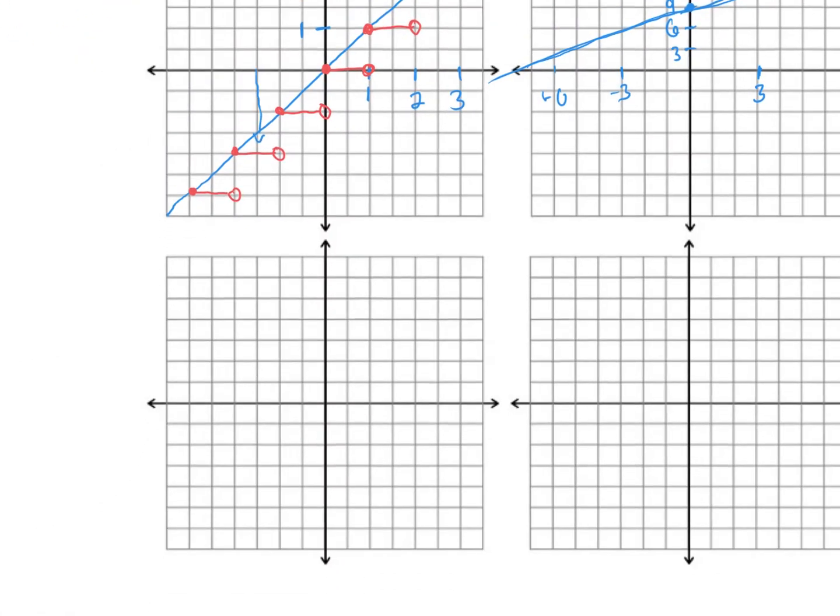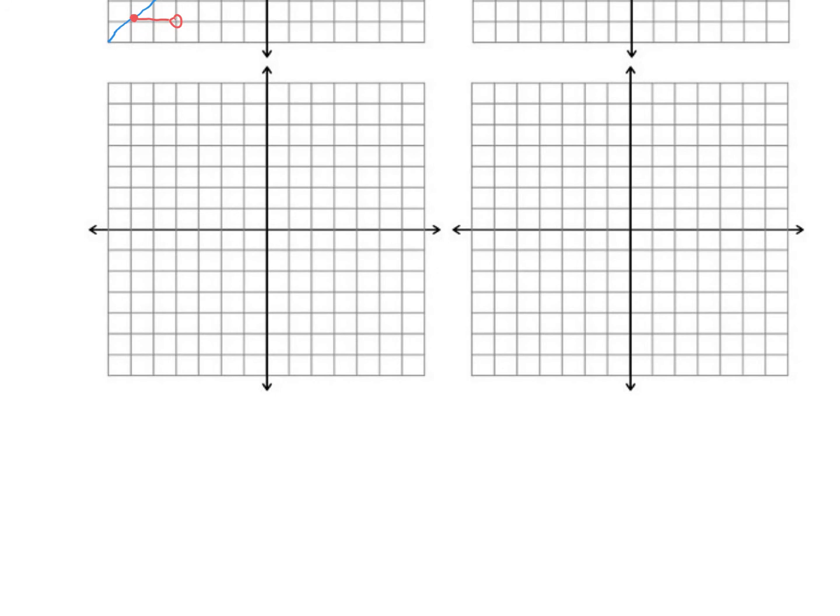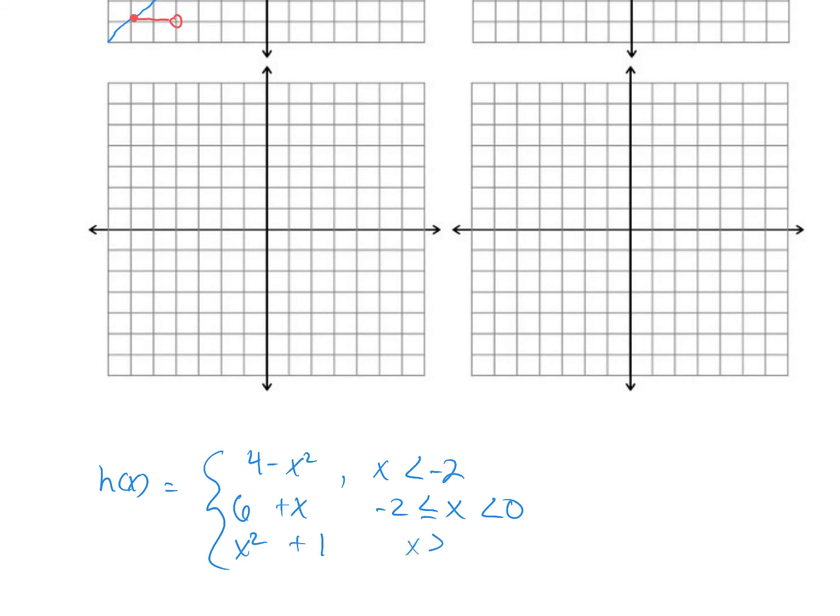Let's try a more difficult one. Maybe not difficult, but let's say time consuming. So let's say h of x equals 4 minus x squared, x is less than or equal to -2; 6 plus x, x between -2 and 0; and x squared plus 1, x is greater than or equal to 0, like that. Okay, so let's unbox this.